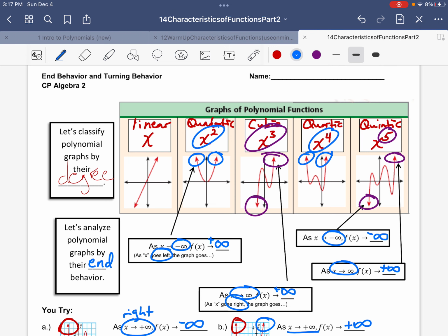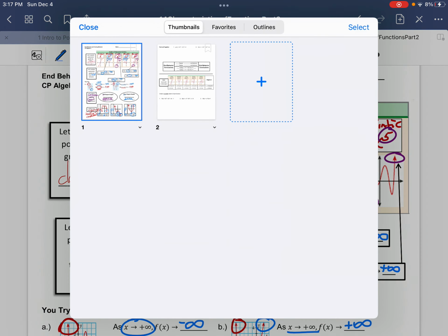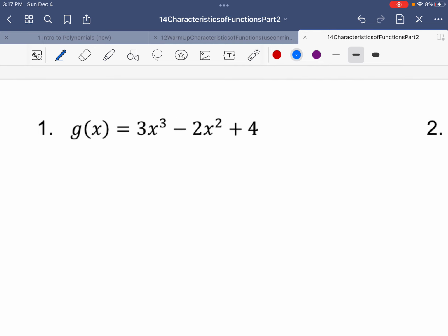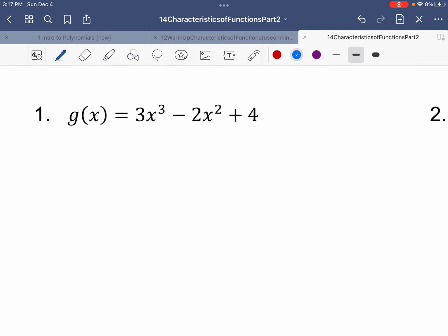Let's see if we can do it. We're going to flip over to the next page here. What we want to be able to do here is completely analyze what's going on with the end behavior of this graph.